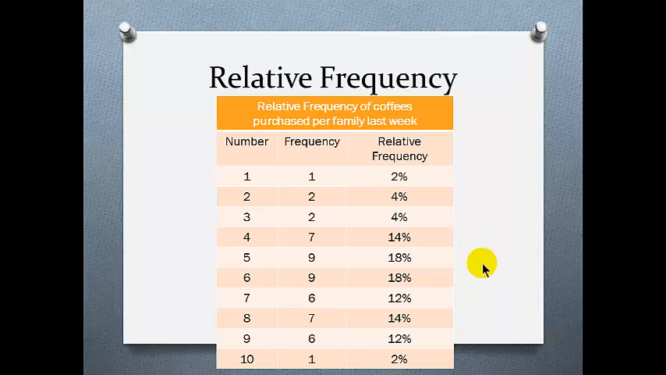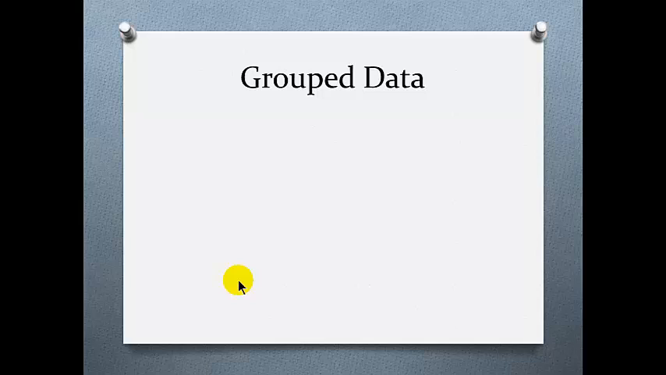Now this works great to make a relative frequency table or a relative frequency distribution if we've got a clear finite number of coffees being ordered. There were exactly 10. Nobody was ordering 6.5 coffees. That doesn't make sense. But in some cases, we need to go to what is called grouped data.